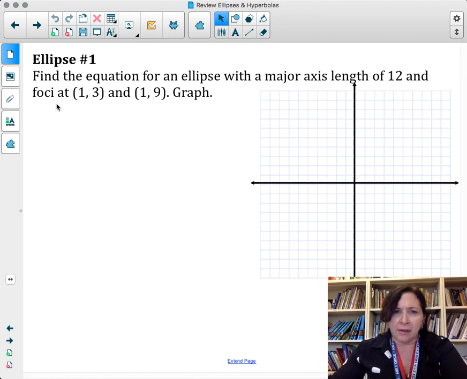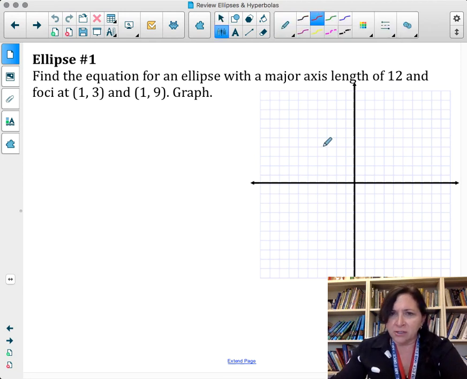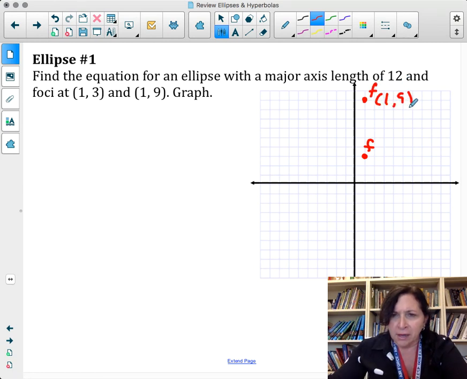12 and foci points at (1, 3) and (1, 9), and also graph. So for this problem, let's start off with graphing the focal points, and that's going to be at (1, 3). There's one focal point, and then the other one's going to be at (1, 9), which is all the way up here, and that's another focal point.